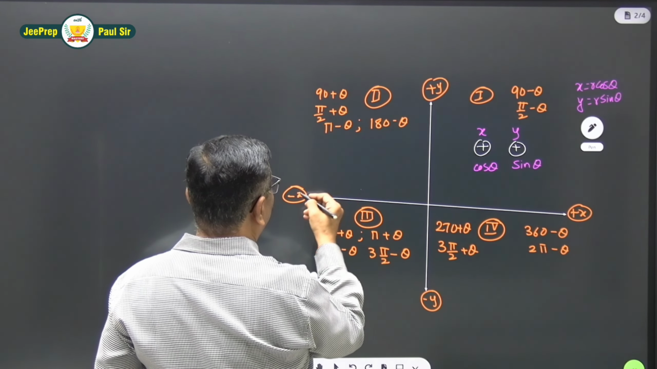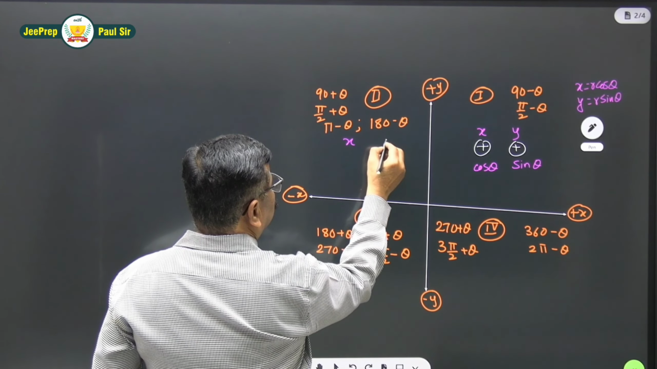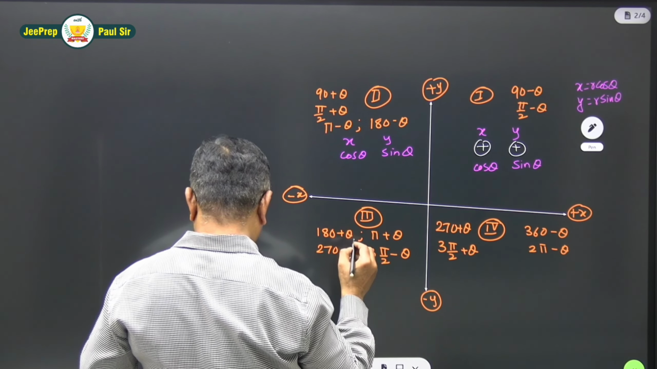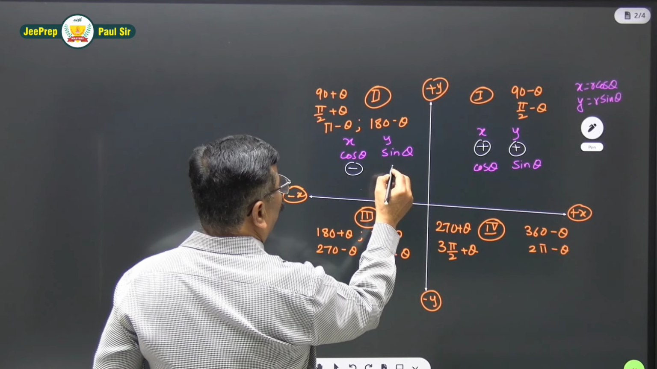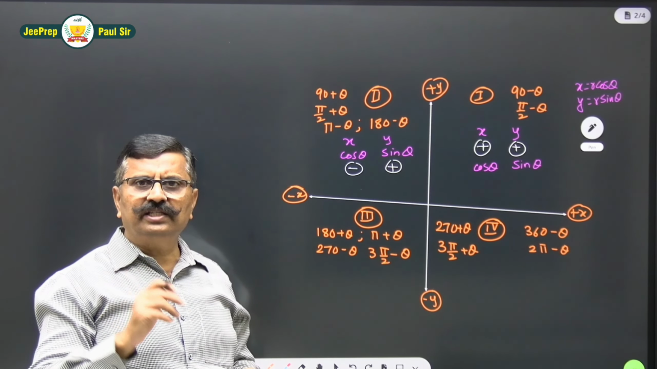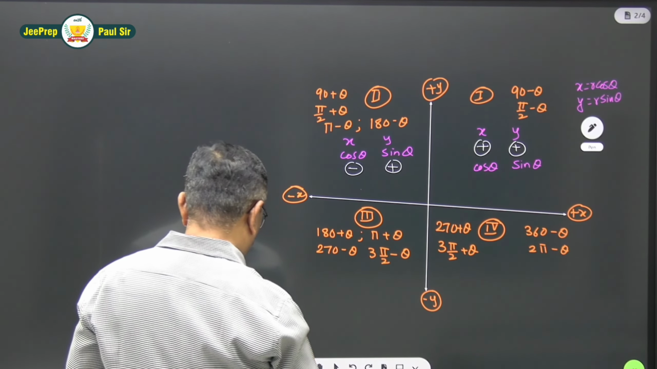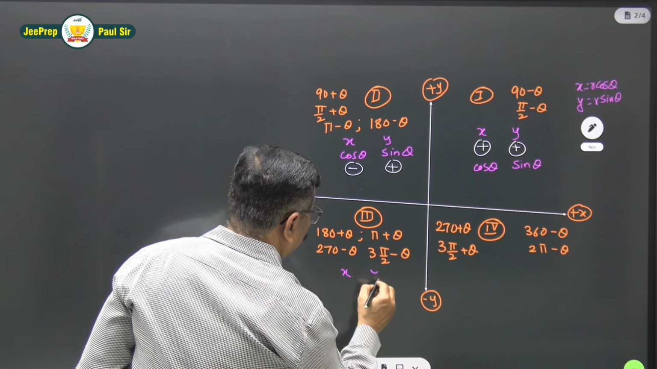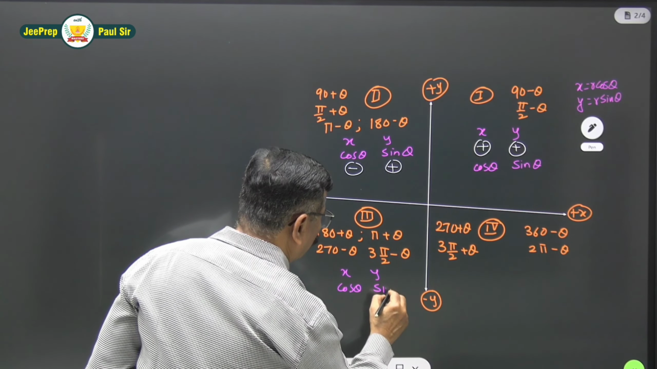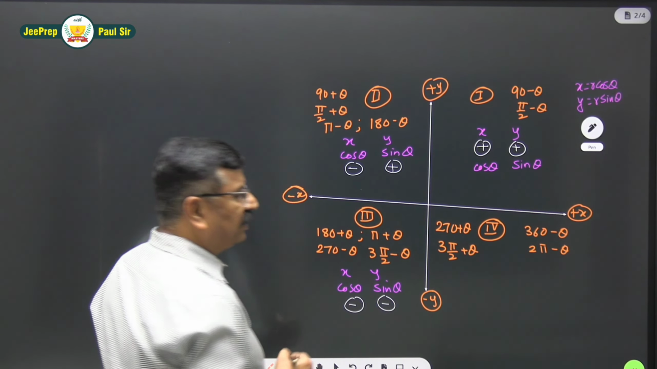The second quadrant is bounded by minus x-axis and plus y-axis. So, therefore, x is minus and y is plus. Therefore, in the second quadrant, cos theta is negative and sin theta is positive. In the third quadrant, we have both x and y negative, because the third quadrant is bounded by minus x-axis and minus y-axis.